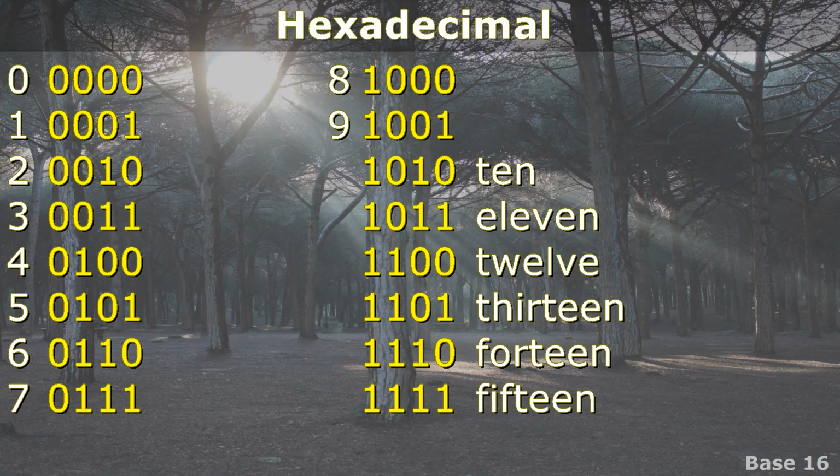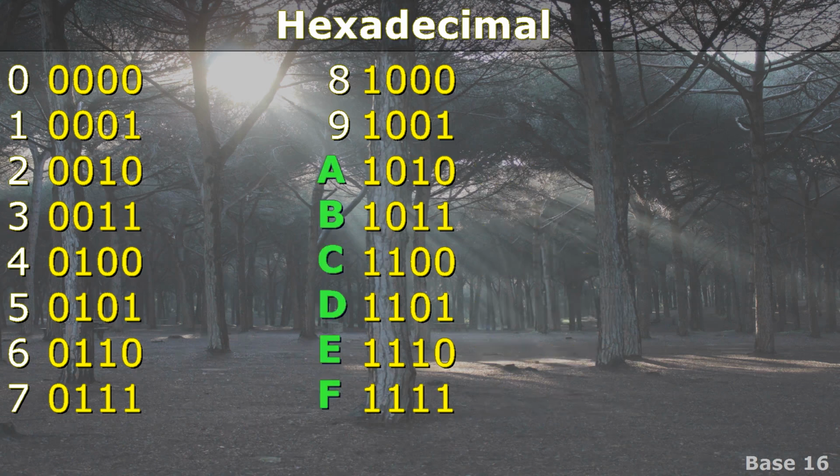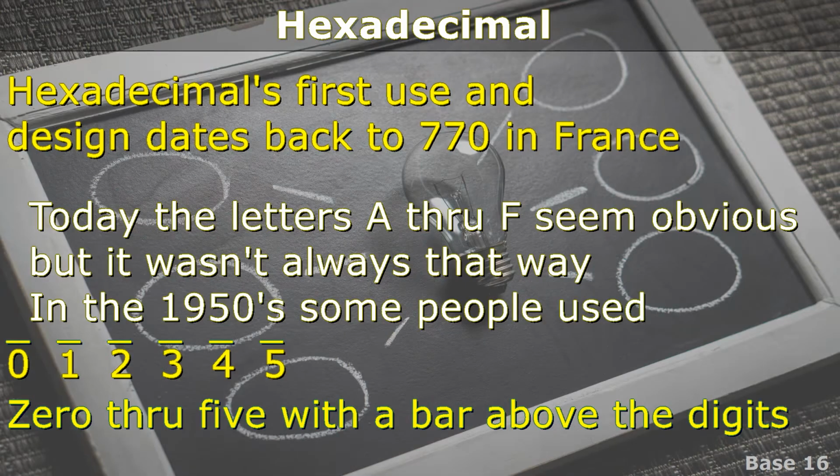So we need something new. Now, many people argued about what these letters would be, and people were even designing different fonts for these. Today we use 0 through 9 and A, B, C, D, E, F for 10, 11, 12, 13, 14, and 15. So that's why we have the digits 0 through F that make up a hexadecimal number. But hexadecimal goes back to the 1770s in France.